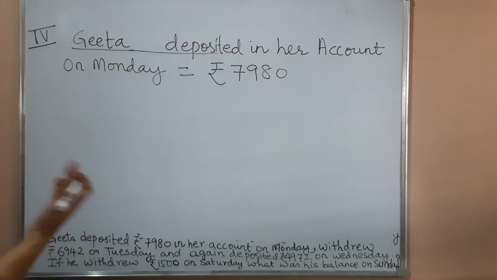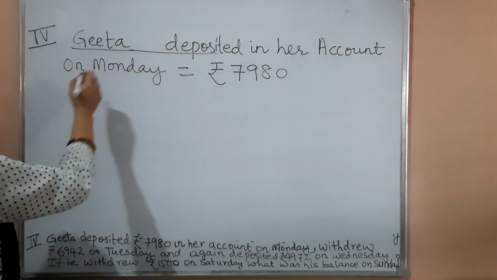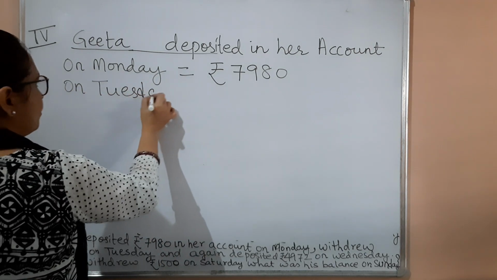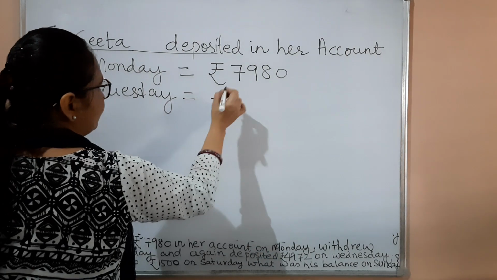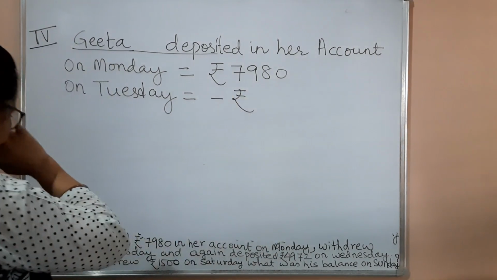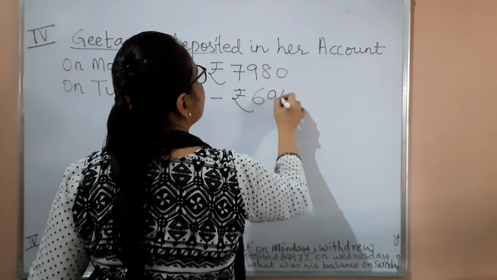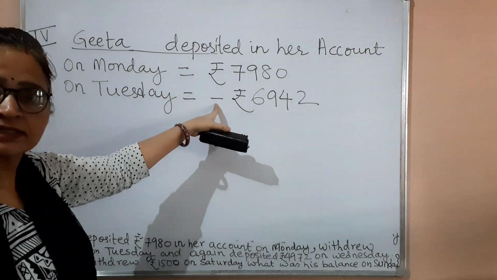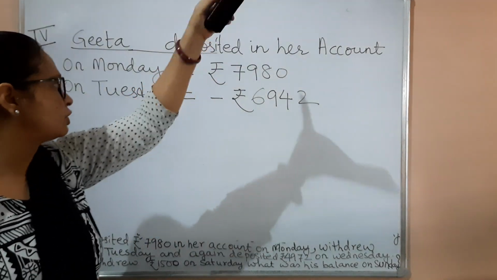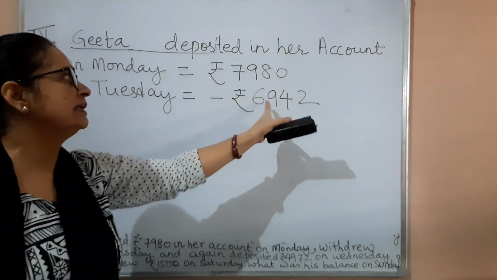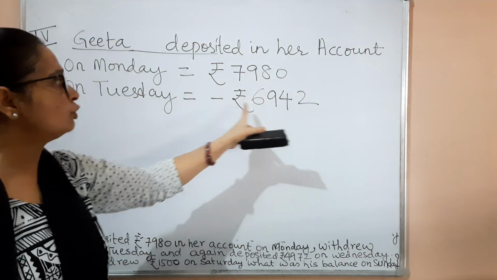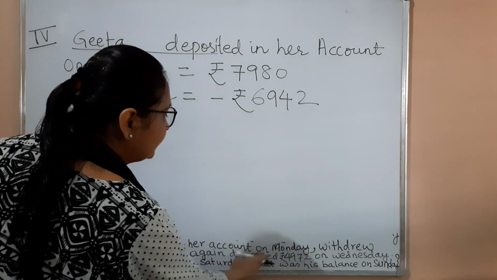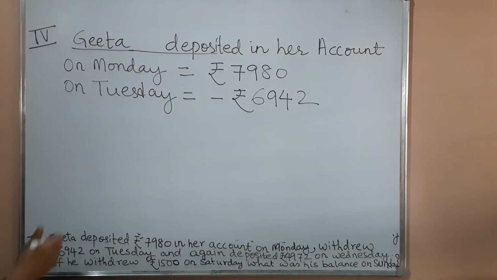On Tuesday she withdrew the amount. That means on Tuesday, if you say how much amount she has deposited, it will be minus rupees 6942. Alright. So on Tuesday she withdrew. A minus sign is written; we wrote above how much she deposited. How much did she deposit? Minus 6942. It means she withdrew on that day. Then she again deposited 4972 on Wednesday.